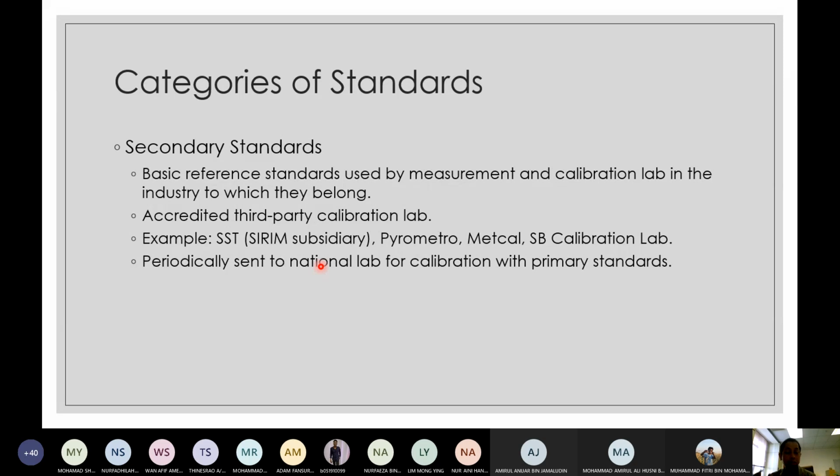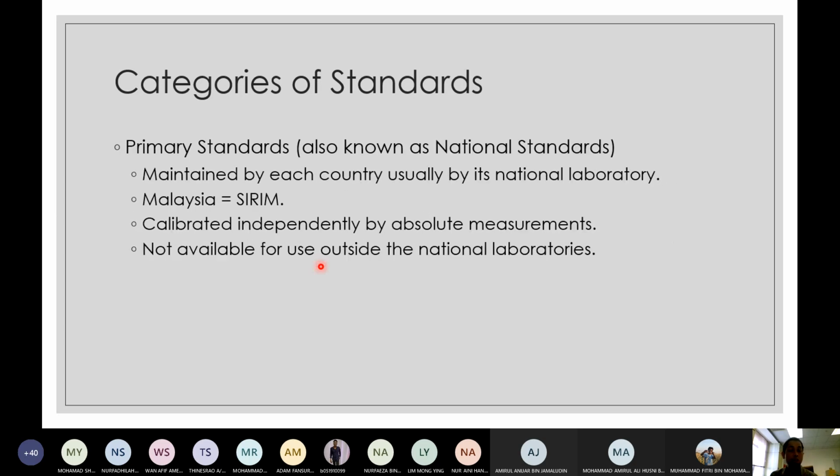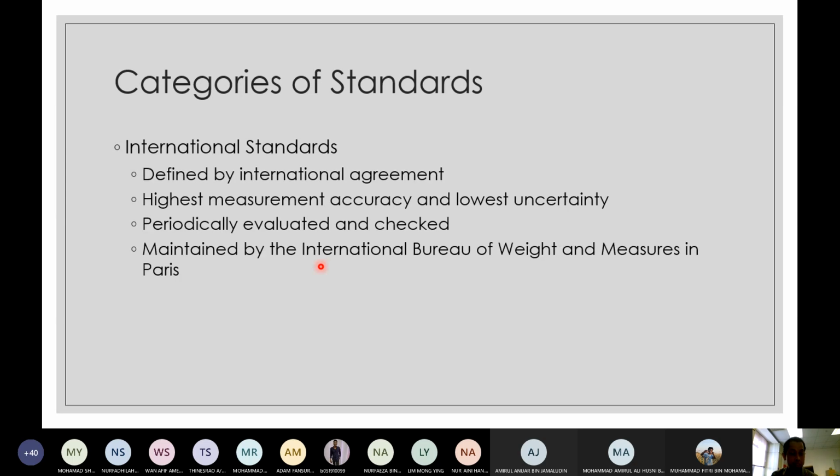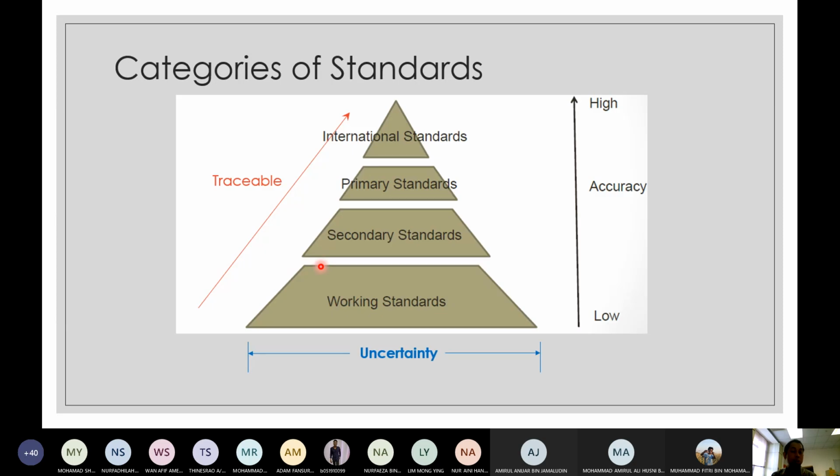Now, the labs themselves have their own calibration equipment. They need to send it from time to time to the SIRIM National Standards Lab. And then SIRIM must ensure that their measurement and calibration equipment comply with the international standards. If I go back to the triangle, you see the sequence. Working standards at the bottom need to be calibrated from time to time with reference to the secondary standard. The secondary standard, from time to time, needs to be calibrated with the primary standard. And the primary standard, from time to time, needs to make sure that its equipment follows the international standard.